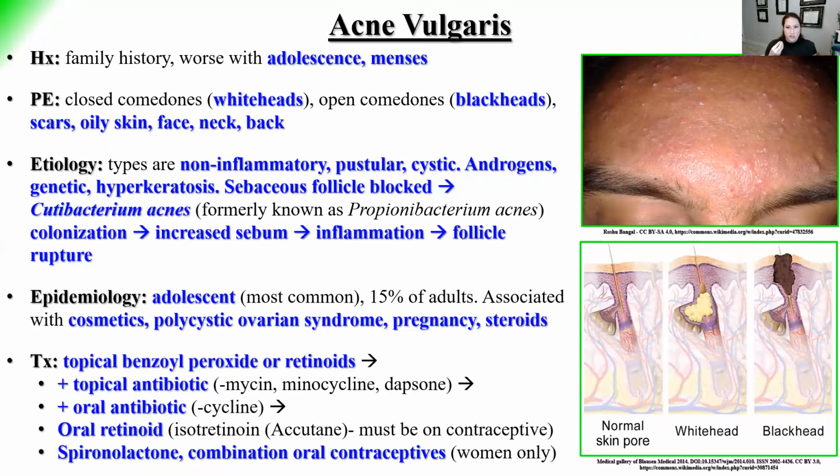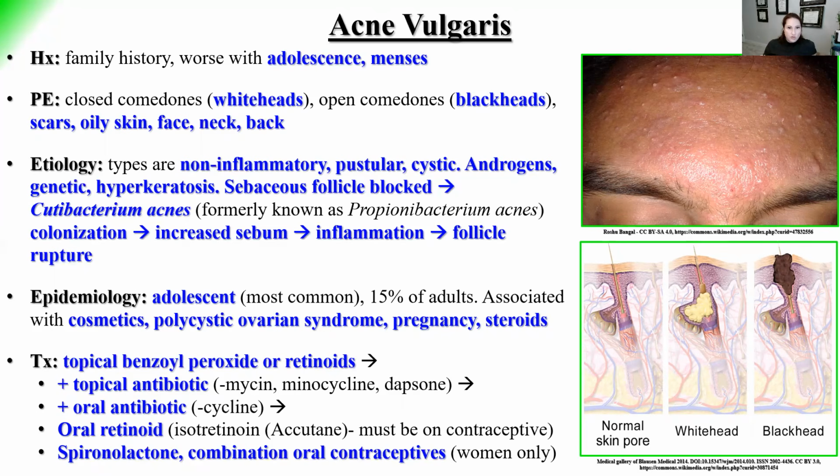So you see that purulent kind of collection underneath the skin. Blackheads are where the comedone is open. Sometimes these people, if they have chronic pickers, they may have scars on their skin. They may have very oily skin. Acne is much more common on the face, the neck, and the back. We have three different types: non-inflammatory, which would be in this picture here, pustular, or cystic.